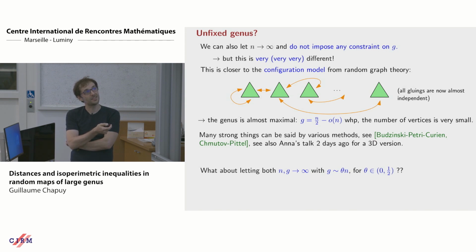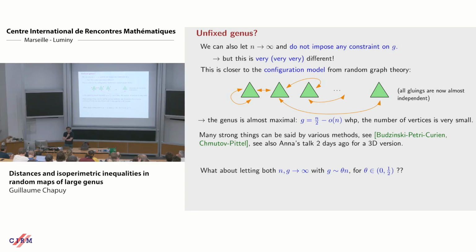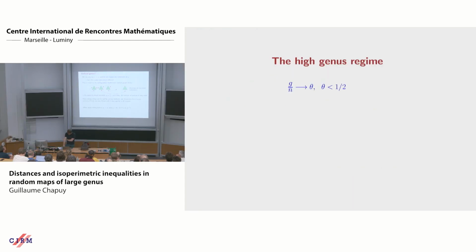So g is theta times n for some theta which is not 0 and which is not 1/2, and then see what happens. Okay, so this is the high genus regime. So g over n goes to theta. Theta is between 0 and 1/2.